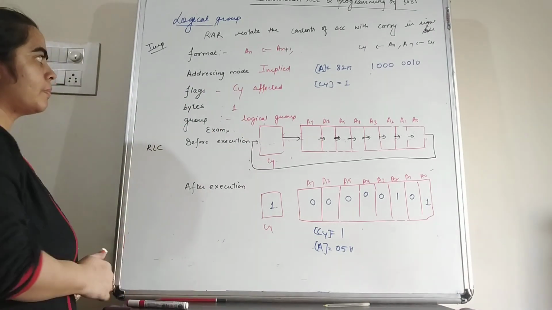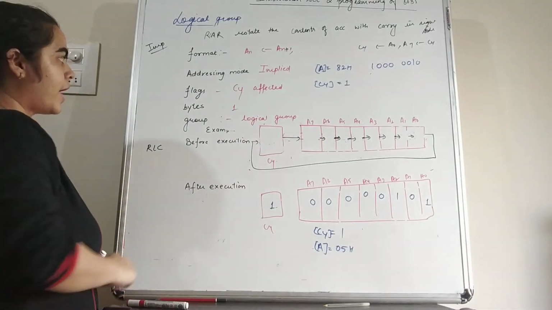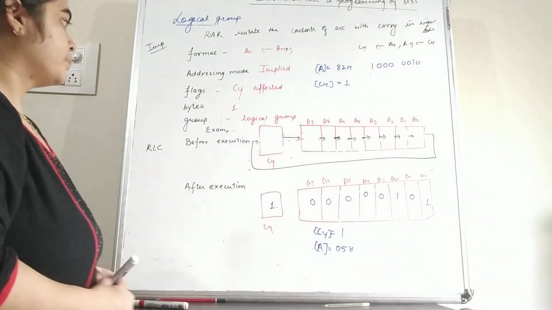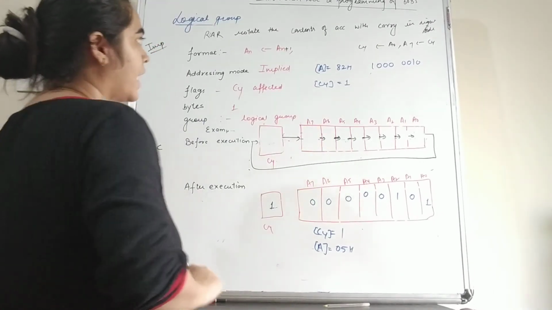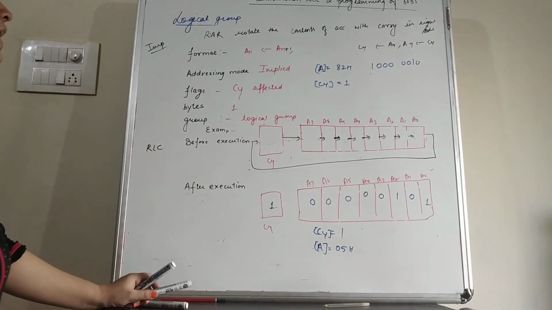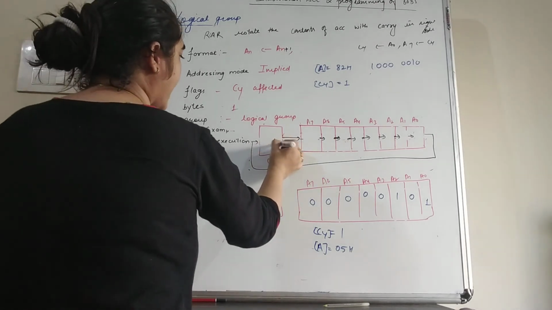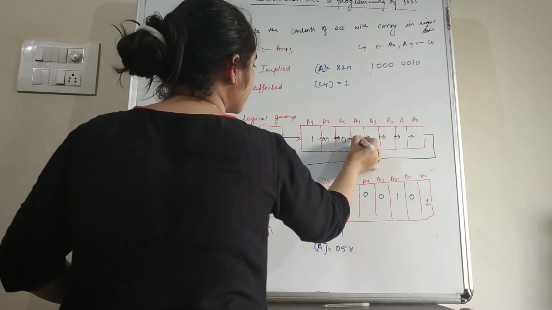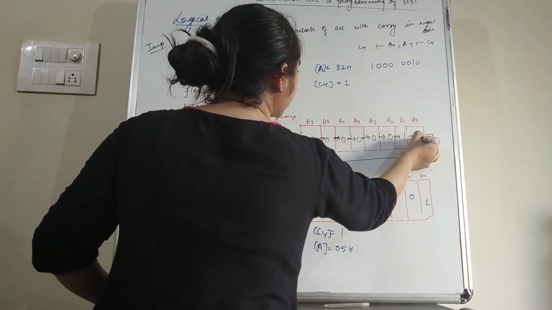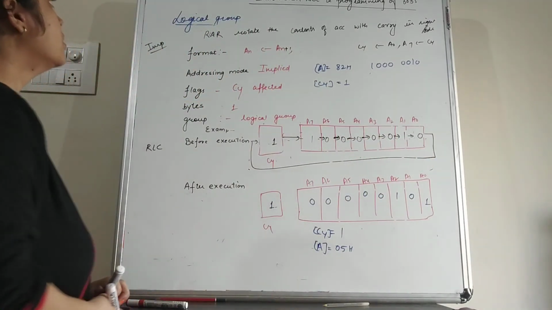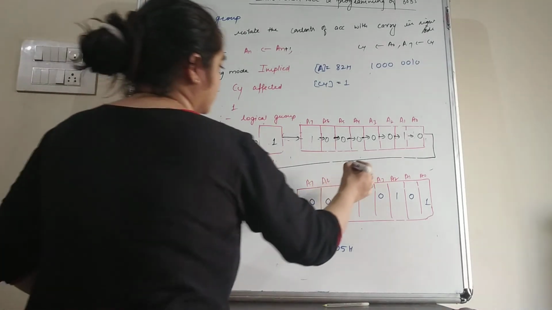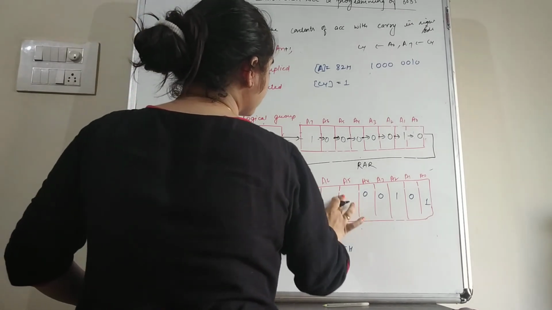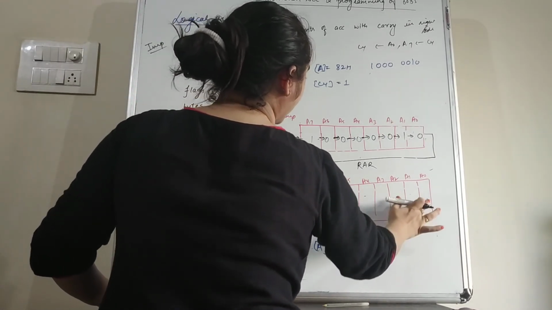Addressing mode is again implied. Flags: only carry flag is affected, only 1 byte is occupied, and the group is logical group. Now students, we have the same example, that is A is having value 82H and carry flag is 1. So 82 means 1000 0010. Now we can apply RAR to these contents.